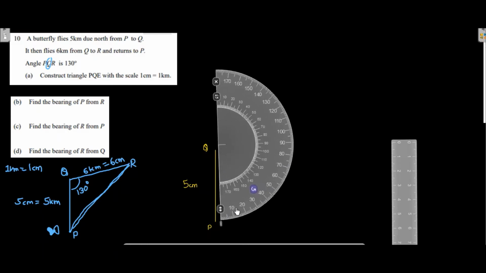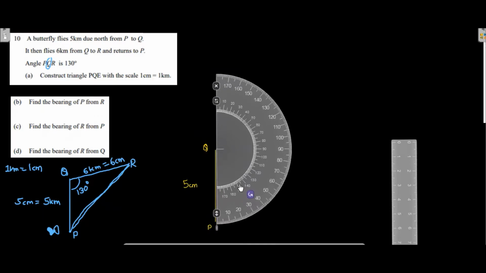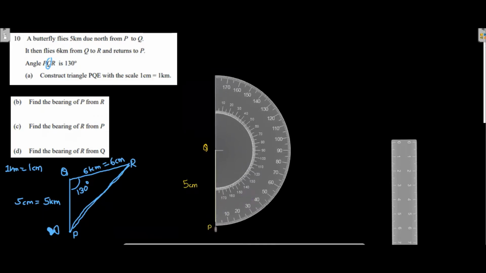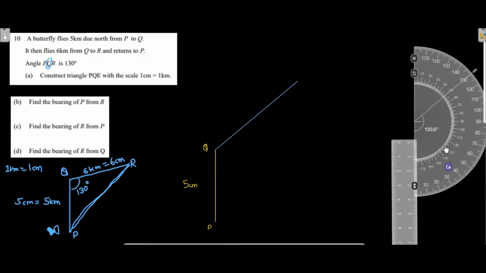Let us keep the protractor properly so that we can mark 130 degrees. Since the line is this side, you can see 130 degrees from here till here. I will draw a line from here, maybe using another color. We have drawn 130 degrees. Let us label it. This is 130 degrees.